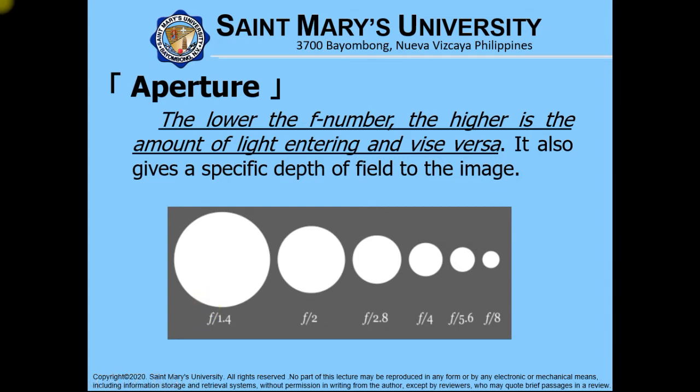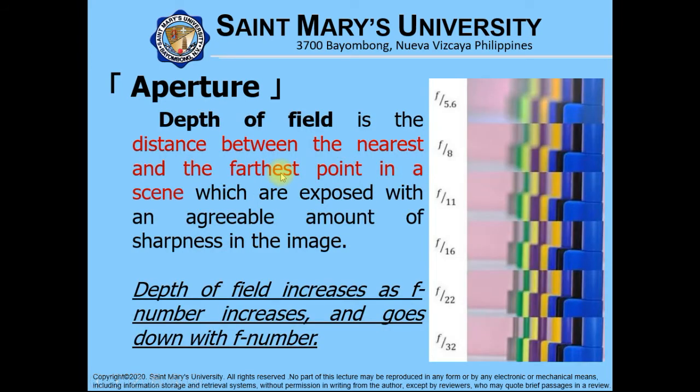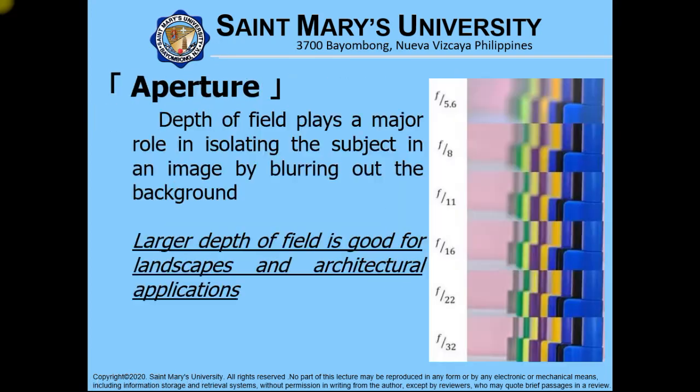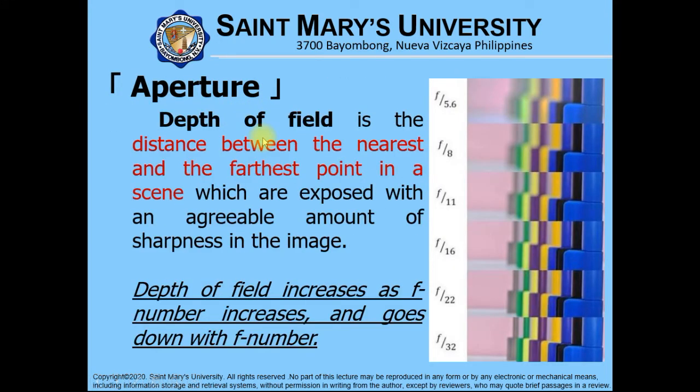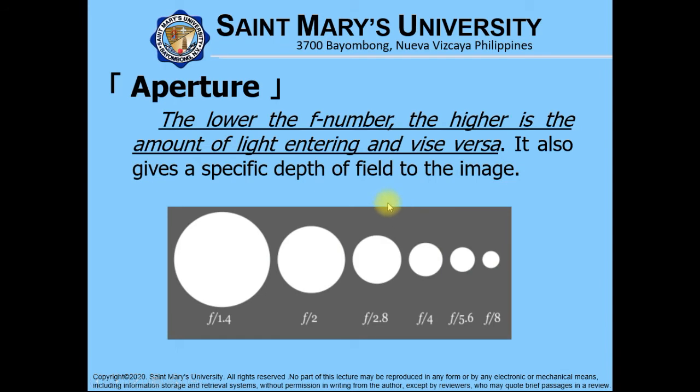So as shown here in the image, at F/1.4 the lens can accept more light, and similarly, at F/8 it accepts less light. So depending on your application, the aperture is of course dependent on the depth of field itself. The lower the F number, the higher the amount of light that enters, so it gives a specific depth of field to the image.